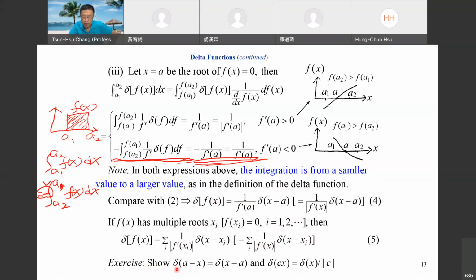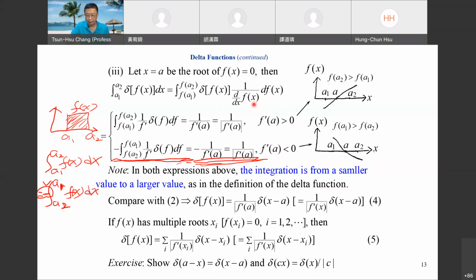Let me show you. Because of this property, it's clear that delta(a − x) equals delta(x − a), and delta(cx) equals delta(x) divided by the absolute value of c. You can show these two properties easily with this property. Just keep this in mind.